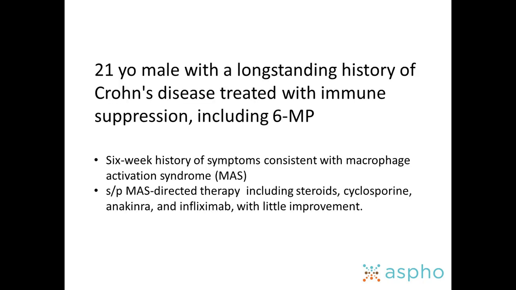Moving on to other diagnoses. This is a 21-year-old man that we recently saw with a long-standing history of Crohn's disease that was treated with immune suppression, including a long-term 6-mercaptopurine treatment. He had a 6-week history of symptoms consistent with macrophage activation syndrome, and he had recently received mass-directed therapy, including steroids, cyclosporin, anakinra, and infliximab, and had very little improvement.